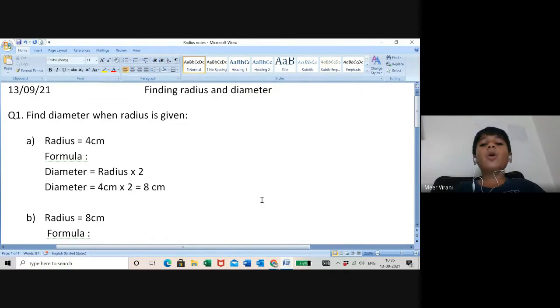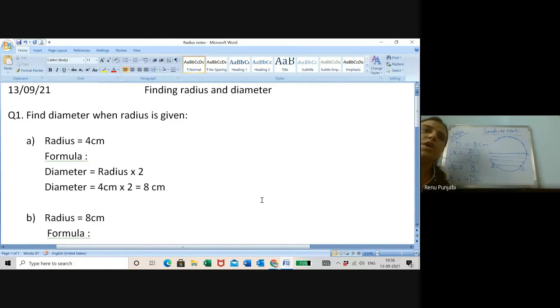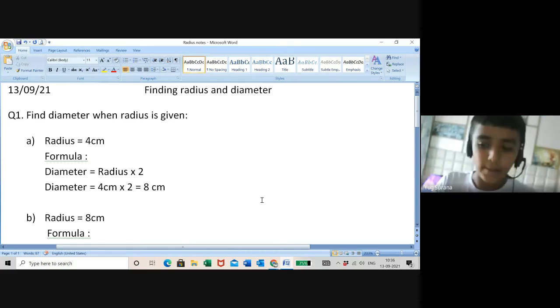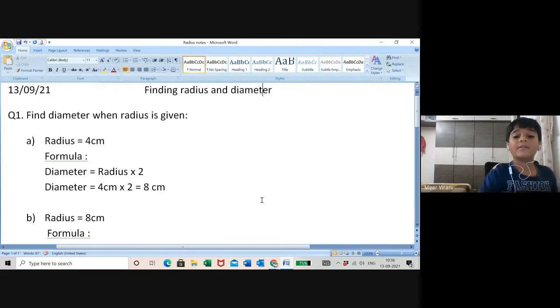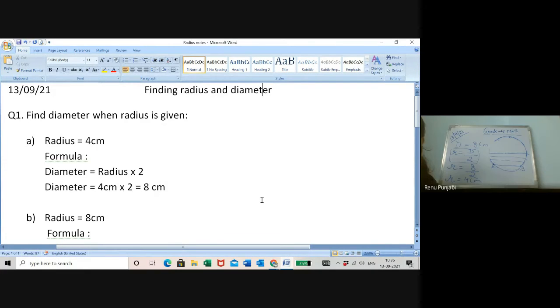Yes. First you copy down these sums in the notebook, and then you can give me your own sums also. Yes, Mir Virani. No, I am not asking you to be ready. I am asking from you. Can you give me any radius and any diameter according to that?